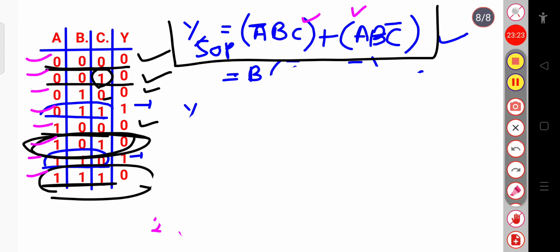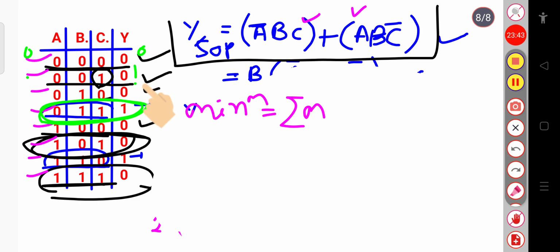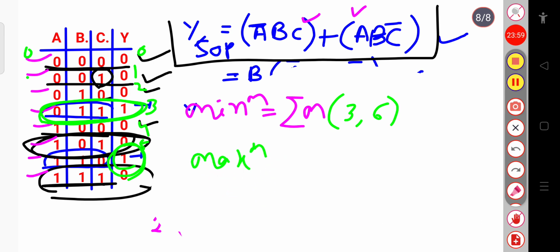Let us see what you will write for the minimum term and maximum term. For the minimum term, this is equal to the sum over the minimum terms. If you can remember, for the first term we calculated 0 1 1, which is 3, and then this term is 6. So this is the sum over m of 3 comma 6. Similarly, for the maximum term, that is for your POS, you simply write the product over capital M. This is the maximum term.